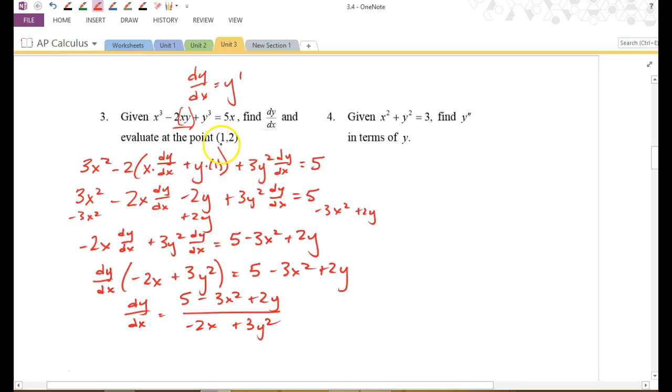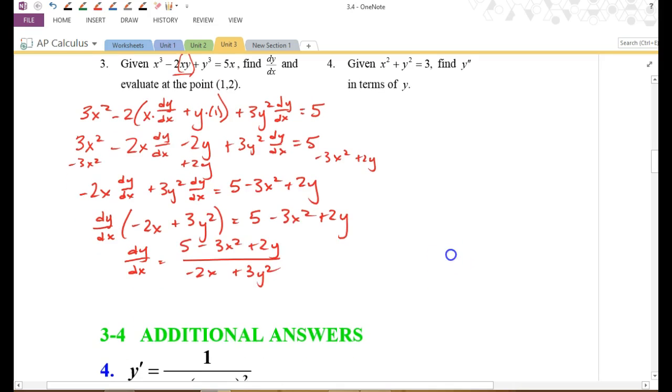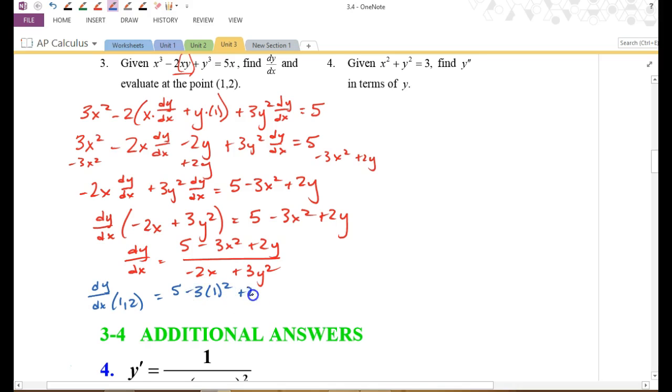My dy dx. And so now I'm going to evaluate it at the point 1, 2. I'm going to run out of space here. I'm going to use a different color. So I'm looking at dy dx at 1, 2. So I'm plugging in 1 into the x's and 2 into any y's I see. So 1 squared plus 2 times y, which would be 2. And I have negative 2 times 1 plus 3 times 2 squared.